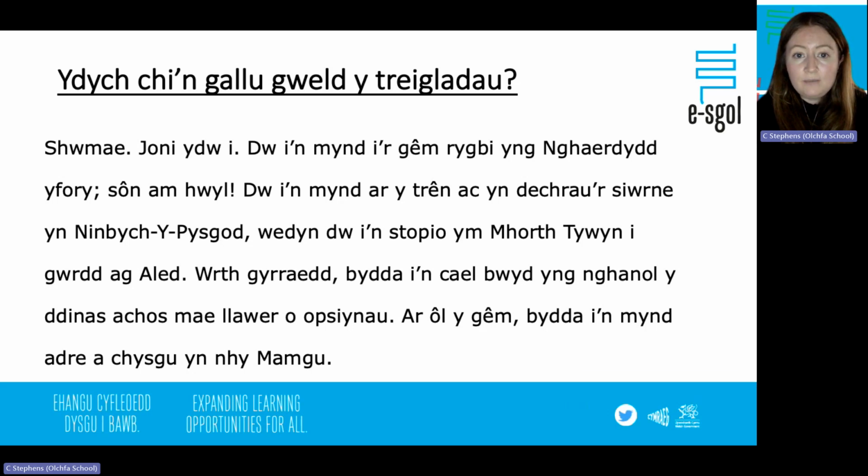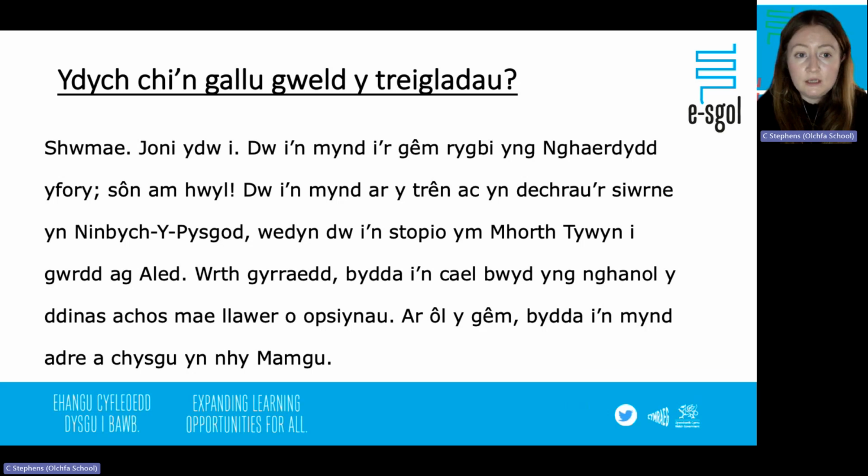Dwi'n mynd ar y tren. I'm going on the train. Ac yn dechrau'r journey yn Nimbych y Pysgod. So I'm going on the train and I'm starting the journey yn Nimbych y Pysgod. Once again, starting the journey in Tenby. So "in" plus a place, yn Nimbych y Pysgod.